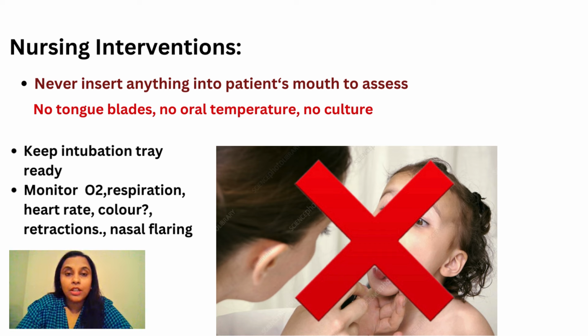And the next thing is, you have to keep the child as calm as possible. The child is already in distress. You shouldn't let the child cry more and more, as this will cause more contractions and spasm and cause complete airway obstruction. So you should allow the child to stay with the parents. Whatever you can do to keep the child calm, you have to do it. Another nursing intervention is to keep monitoring the child's respiration, heart rate, oxygen saturation, the color of the lips, chest retractions, and nasal flaring. These all indicate respiratory distress. These have to be continuously monitored.